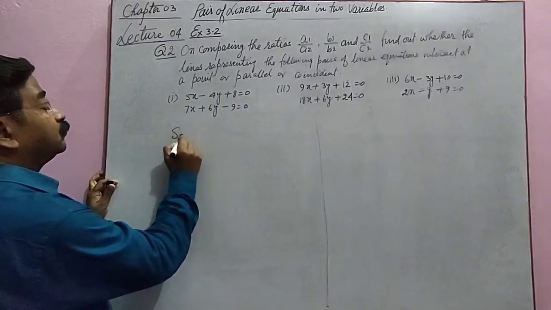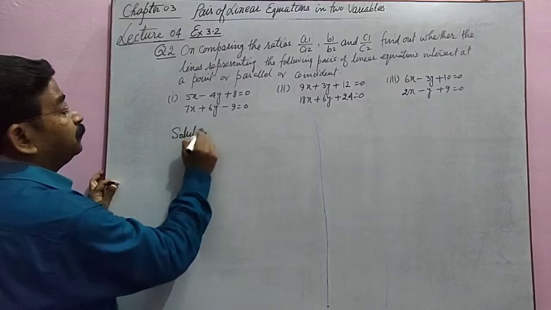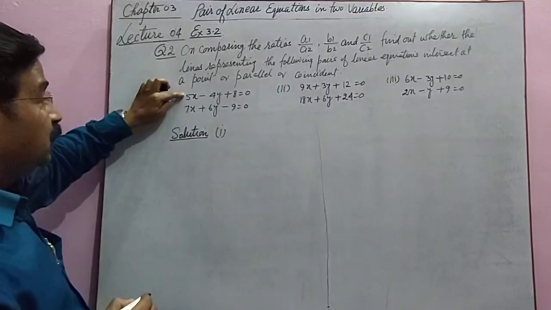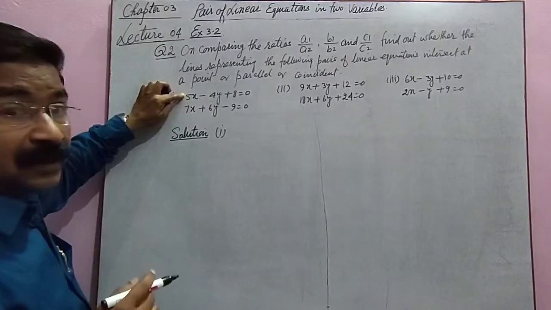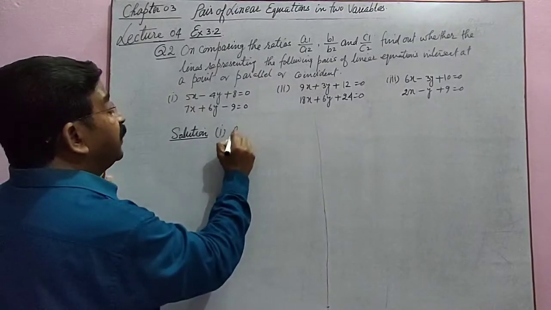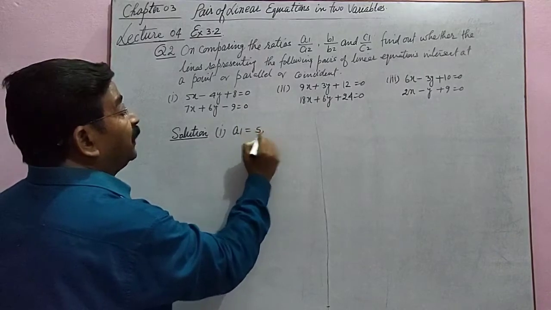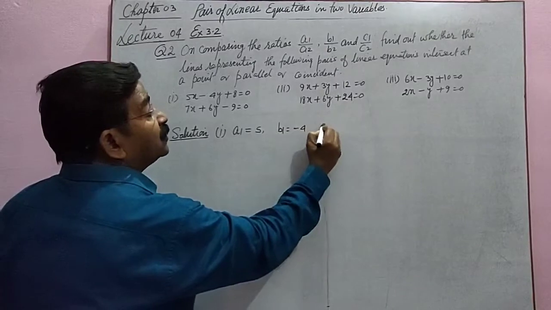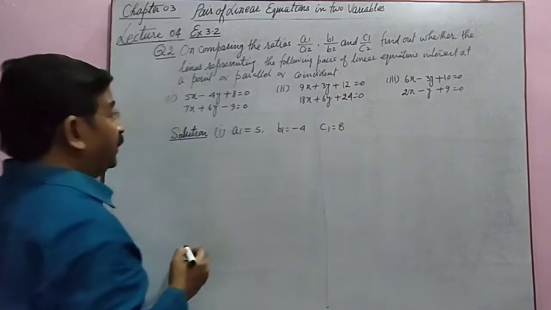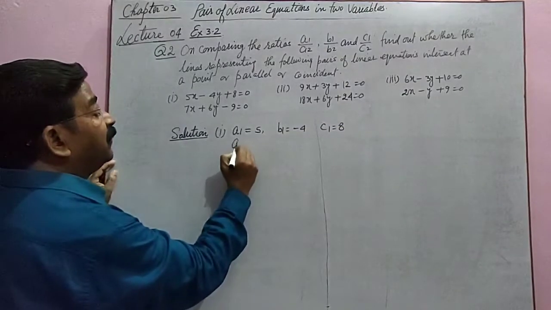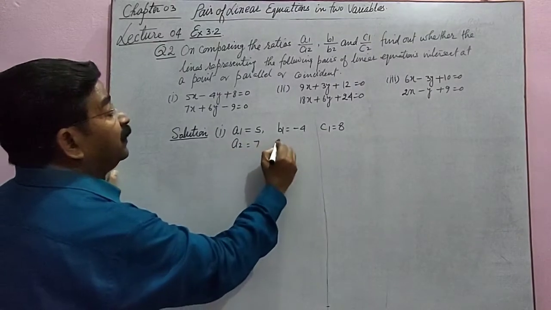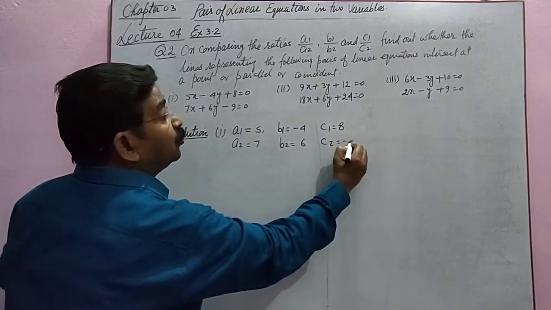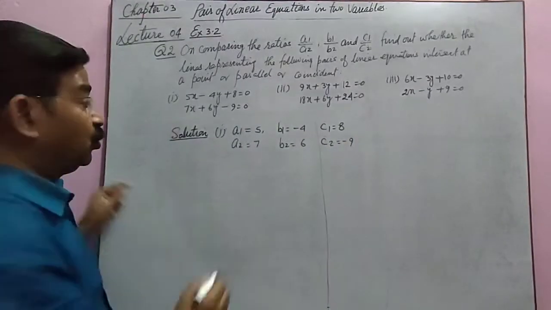See, the solution of the first part. Let's see the equation. This one is the coefficient of x in the first equation. This is a1, a1 is equal to 5, b1 is equal to -4, c1 is equal to 8. In equation number 2 we have a2 is equal to 7, b2 is equal to 6, c2 is equal to -9. Let's find the ratios.